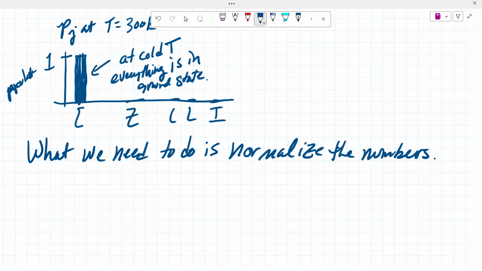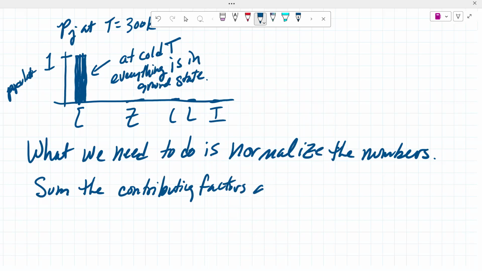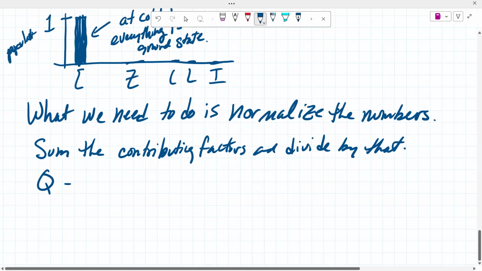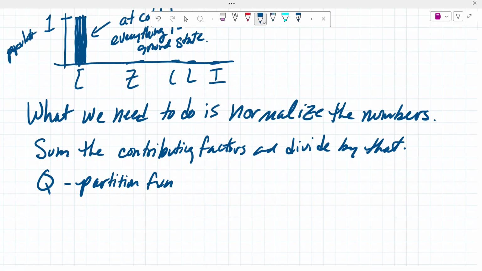It's like when you normalize anything, you sum the parts, the contributing factors, and then divide by that. Okay, Q is the partition function. This is the sum of all the microstates.